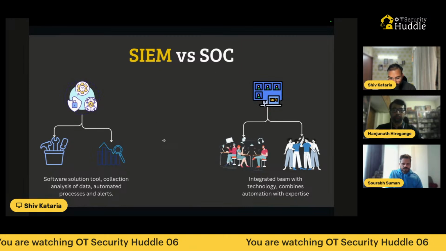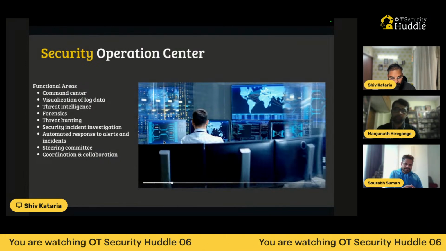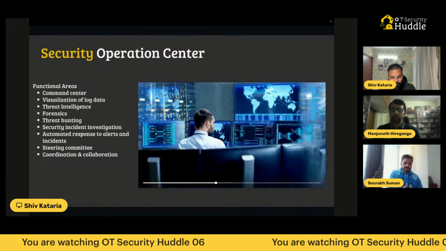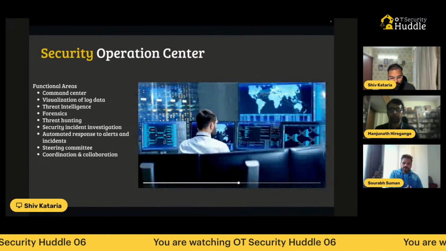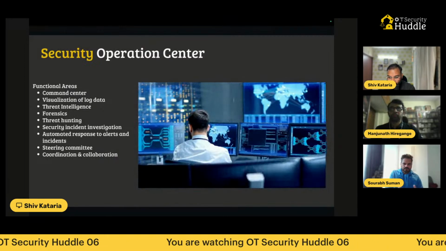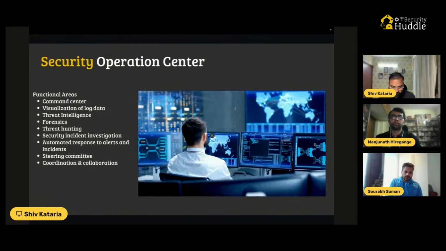So now we'll talk more about the SOC. Like we said, it is a basic thing to be done by people, process, and technology. So what functional areas consist in the SOC? SOC will have a command center, basically a control room, or you can say security operations center. There will be visualization of the log data. When we design a SOC room, we always think of big panels where analysts can see all those logs in detail, or ergonomically designed control rooms with 24 by 7 monitoring of these alerts and events.